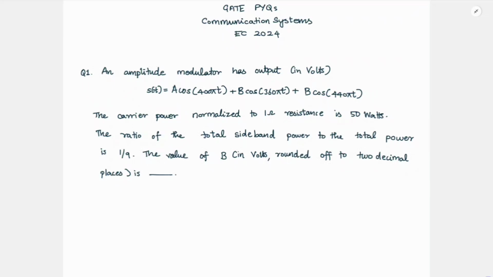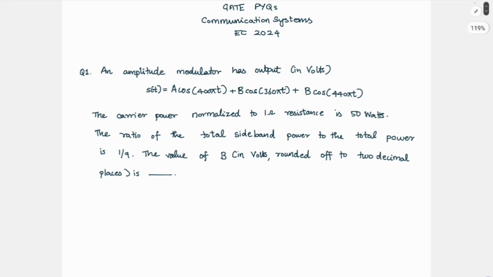Hello guys, welcome. In this playlist we will be solving previous year questions of communication systems which appeared in GATE, and today we have a question from GATE EC 2024. This is a question about amplitude modulation.